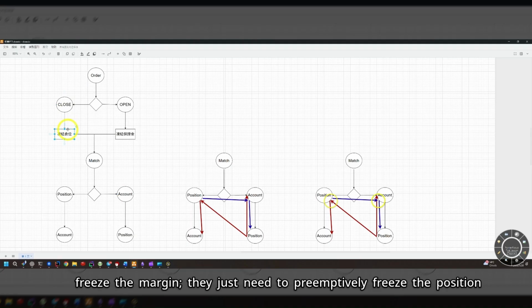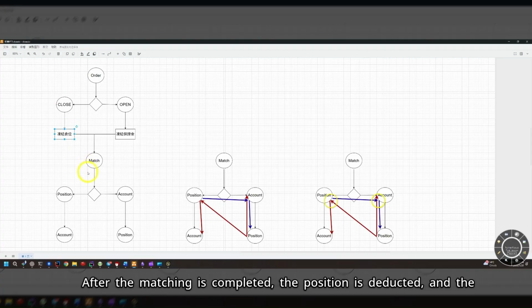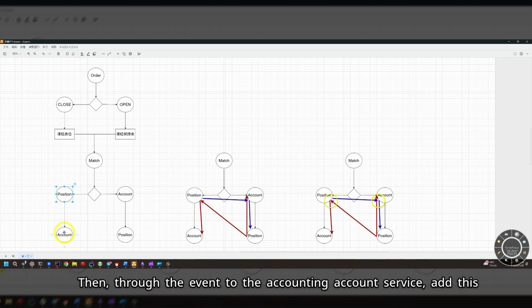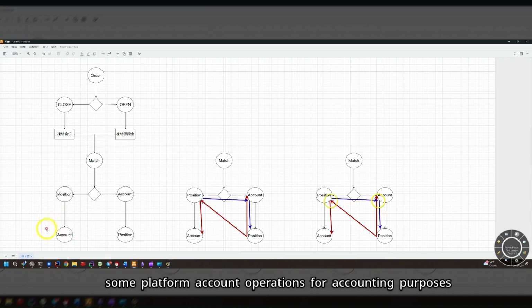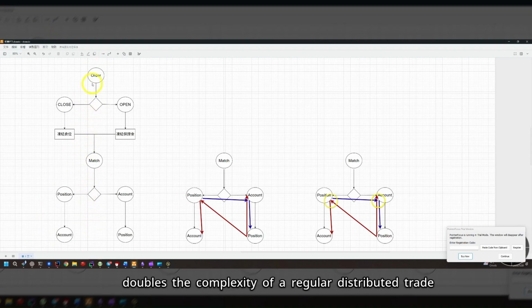They just need to preemptively freeze the position they want to close. After the matching is completed, the position is deducted and the margin is released from the position. Then, through the event to the accounting account service, this margin is added back into one's own account, and some platform account operations are performed for accounting purposes. This is the basic trading process, and you can see it slightly doubles the complexity of a regular distributed trade.